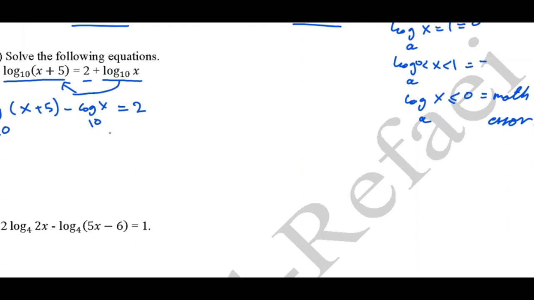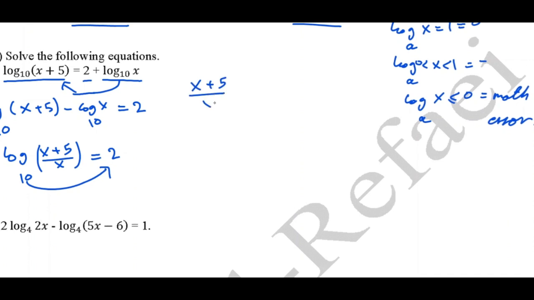Why should they have the same base? In order to combine them. The combination for subtraction will give me division. So log of x plus 5 over x to the base 10 equals 2. I'm going to convert it to the exponential form. x plus 5 over x equals 10 squared, which is 100.